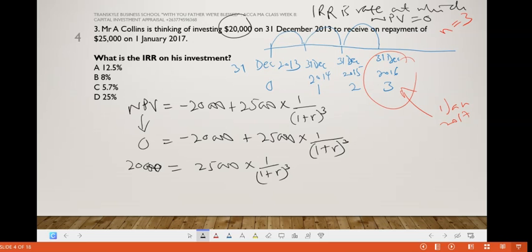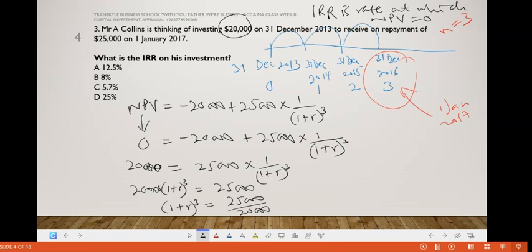So we are going to have a situation where we are saying 20,000 times 1 plus R cubed is equal to 25,000. Okay, because 25,000 multiplied by 1 is just 25,000. So okay, then we have to remove the 20,000 from the left side. So we are going to be left with 1 plus R cubed is equal to 25,000 over 20,000, because we have to divide both sides by 20,000.